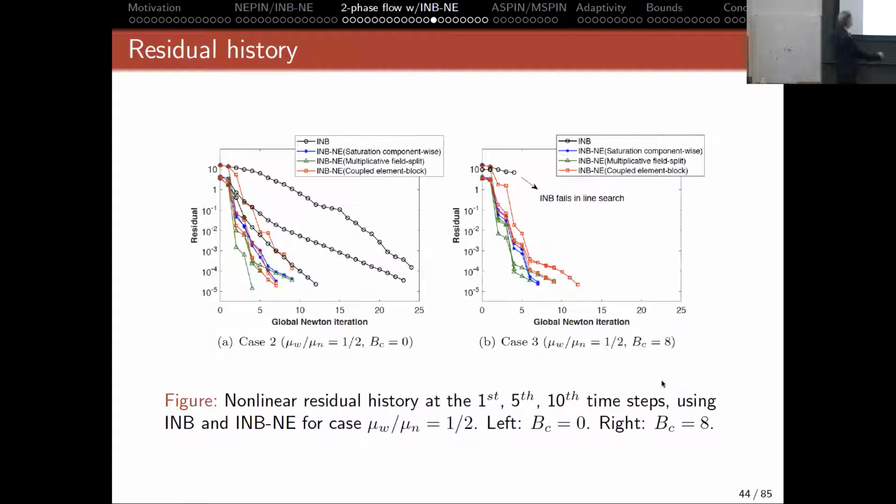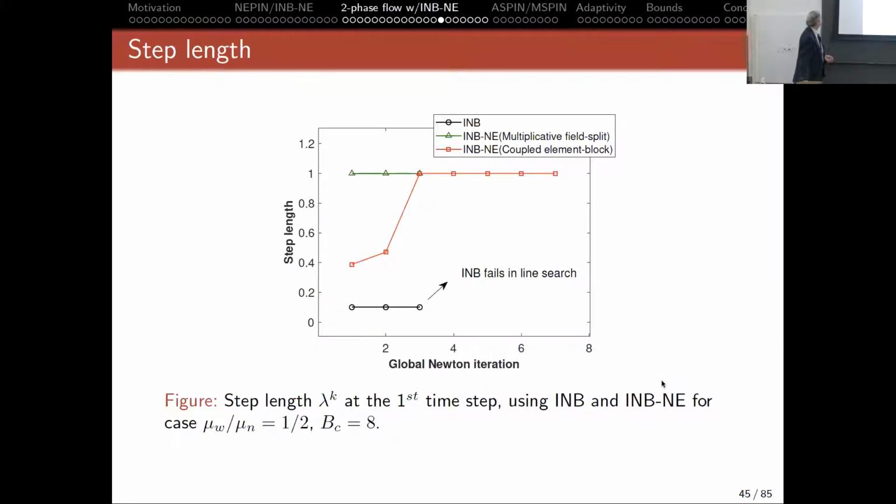And here's a case with 0 capillary pressure and a case with high capillary pressure. The black curve fails to converge. That's Inexact Newton with backtracking. These are 3 different time steps, time step 1, 5, and 10. And so we get good convergence in the case where INB fails, and better convergence in the case where INB succeeds. And this kind of behavior has been seen in arterial flows and combustion problems, and probably problems that are in your own sphere of interest.